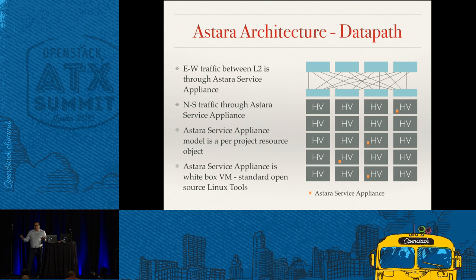The service appliance model is a per-project resource. So each tenant will have their own service VMs. So one service VM would not necessarily affect a whole range of different tenants. Unlike if you lost a network node, you're going to be losing or get disrupted for your whole environment or whatever portion of that environment. And our service appliance is a white box VM. So it has all the standard open Linux tools that are currently available. It can be expanded as you want to add more features in an environment.